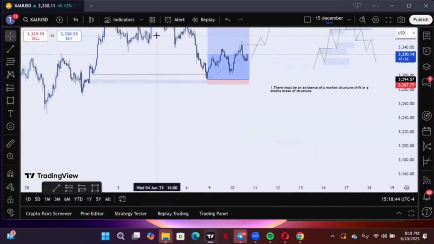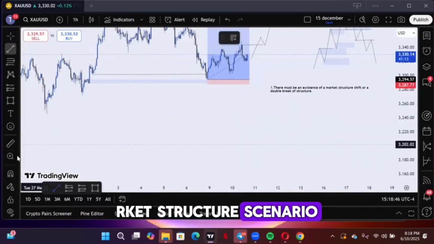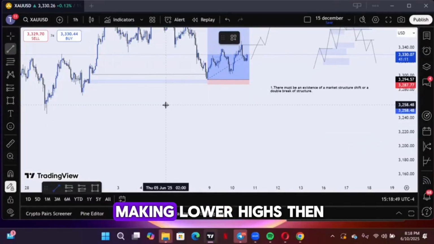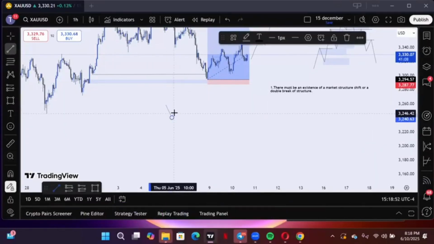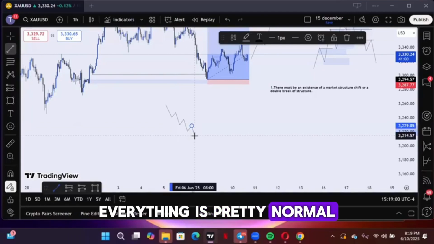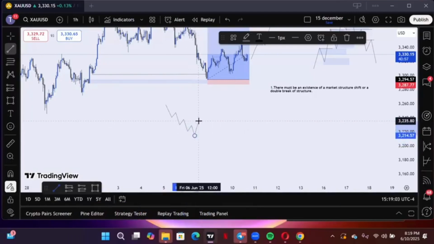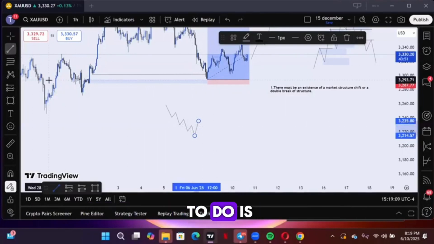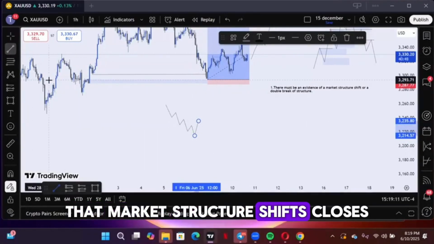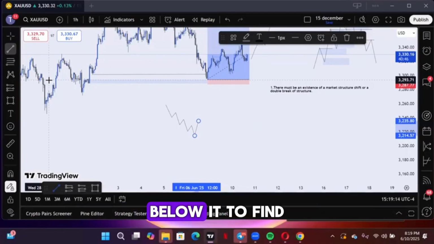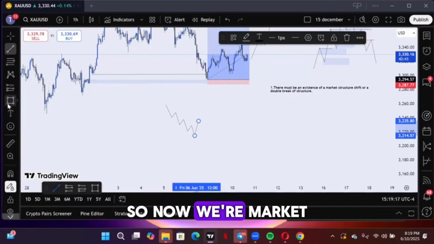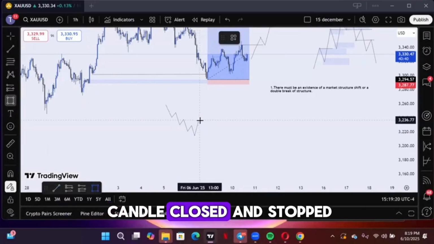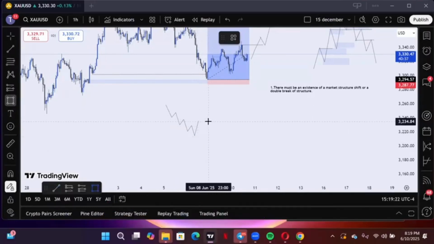So first of all, let's do a market structure shift scenario. If you have a downtrend and the market is trending, making lower highs, then lower lows, lower highs, then lower lows, everything is pretty normal until the market does something like this and takes out the last high. This means that you've gotten what? A market structure shift. Now, once the candle that causes that market structure shift closes, you have to look below it to find the POI, or above it. So now, when the market did this market structure shift, this is where the candle closed and stopped. So it means that I have to look below to find my possible points of interest.